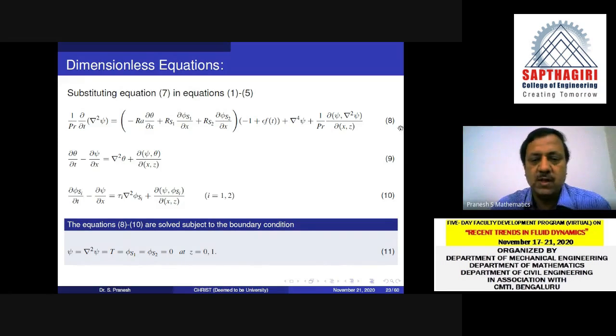And to solve this problem, we need boundary conditions. We assume that the boundaries are stress free. That gives psi equal to del square psi equal to 0. And we also take the temperature to be isothermal and also iso-concentration here, at z equal to 0 and 1, the lower boundary and upper boundary. So these are the boundary conditions we use to solve this system of equations.